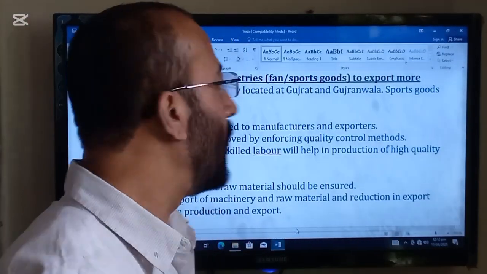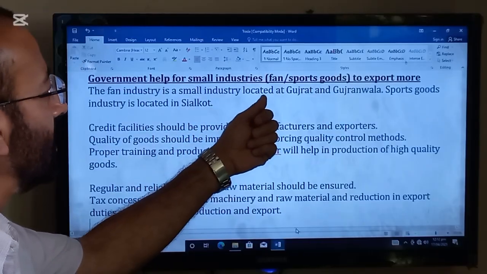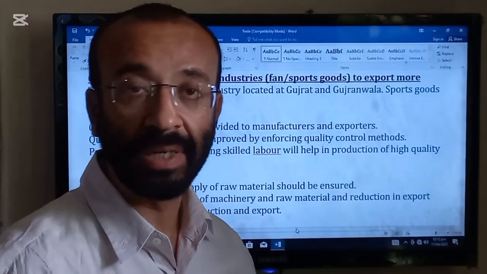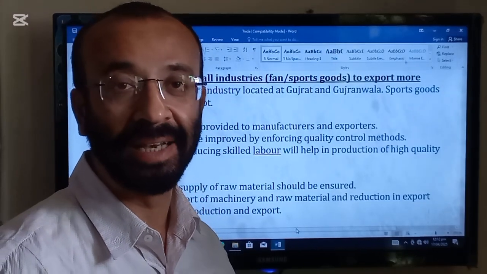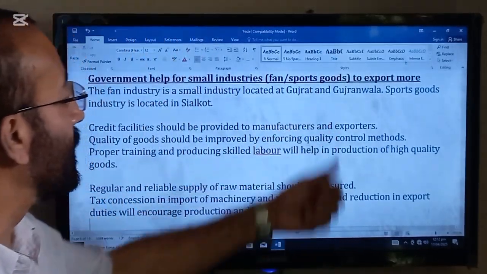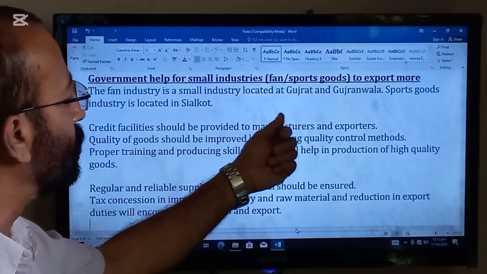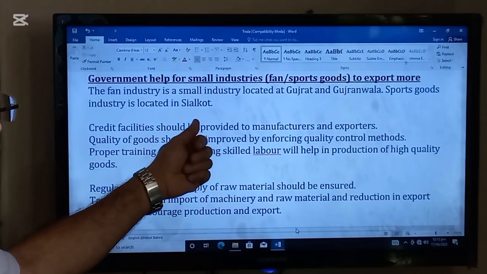The next point in the lecture is the government help for small industries, including fans and sports goods, to export more. So what are the helps that these small industries actually get? The fan industry is a small industry located at Gujarat and Gujranwala. The sports goods industry is located in Sialkot.